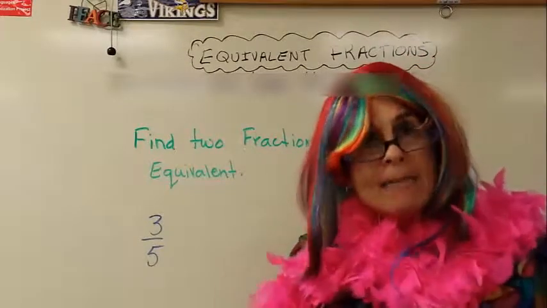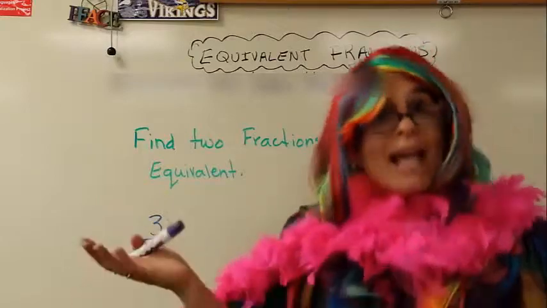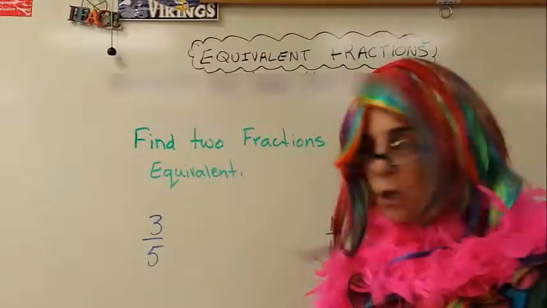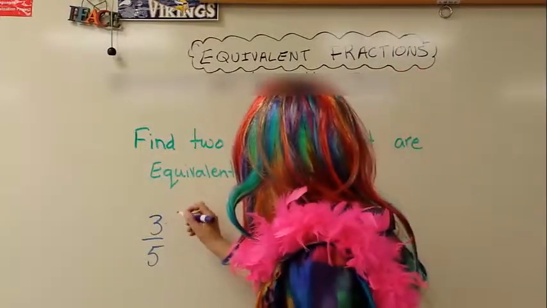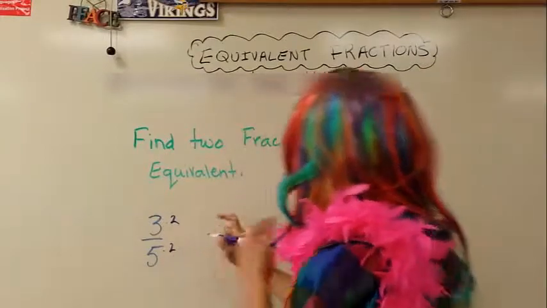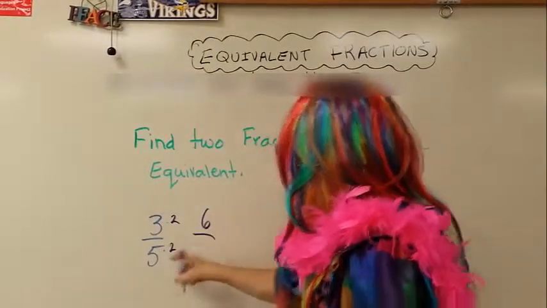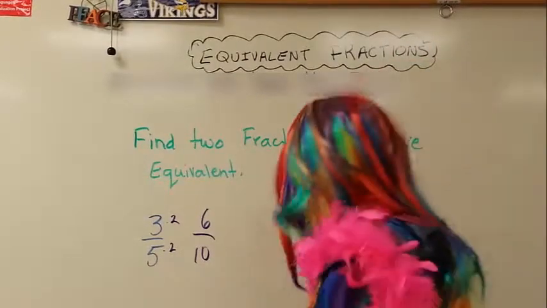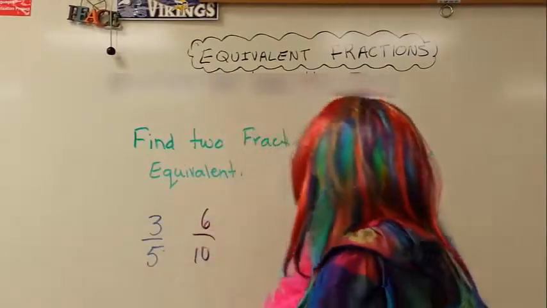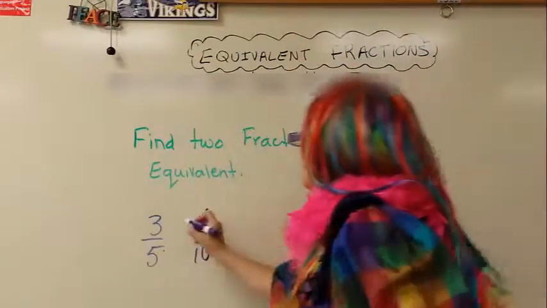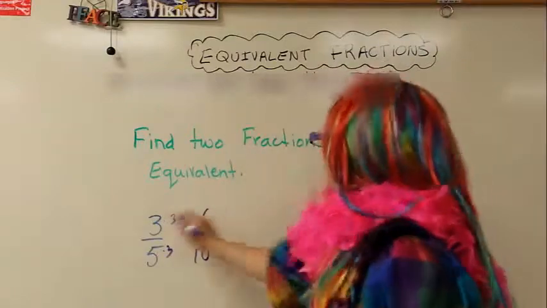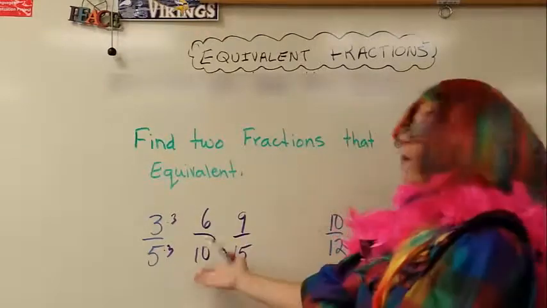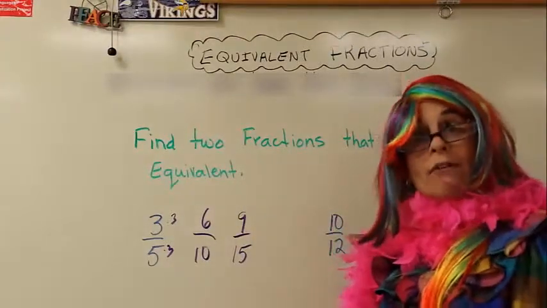Well, keep it easy peasy lemon squeezy. Multiply by 2 and 3. Maybe 5 if you think that's easier, but try not to make it difficult. So let's multiply the 3 by 2, the 5 by 2. So 3 times 2 is 6, and 5 times 2 is 10. Equivalent fraction. Well, it says we have to do 2, so let's multiply by 3 and 3. 3 times 3 is 9. 5 times 3 is 15. Voila! There they are. 2 equivalent fractions.